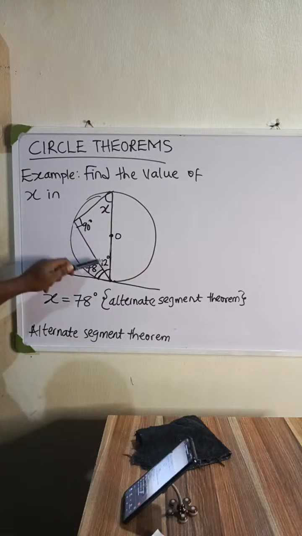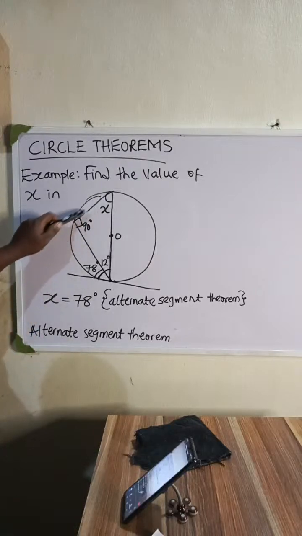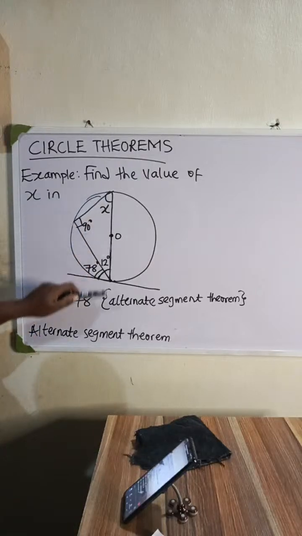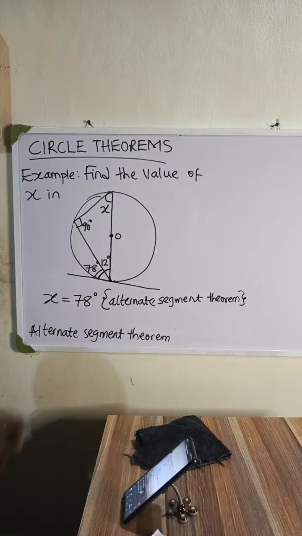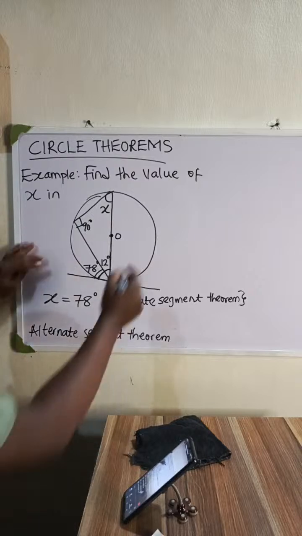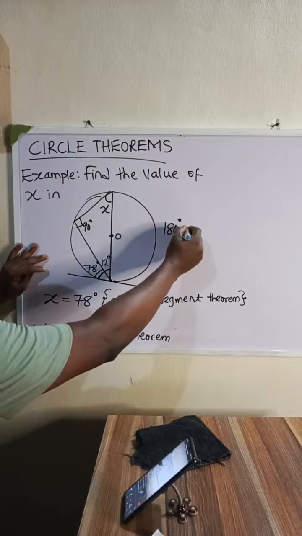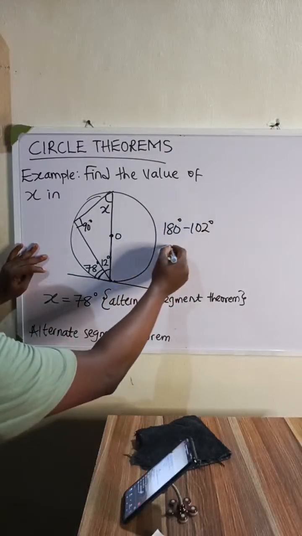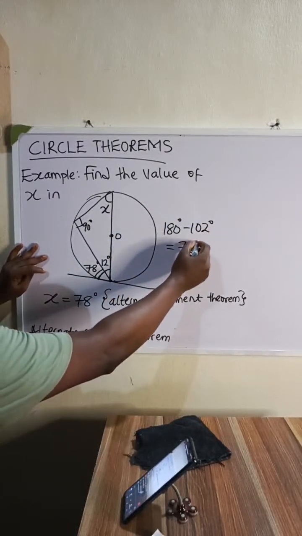So 90 plus 12 gives you 102. You know that the sum of angles in a triangle is equal to 180 degrees. So 180 minus 102, you're still going to get 78 degrees.